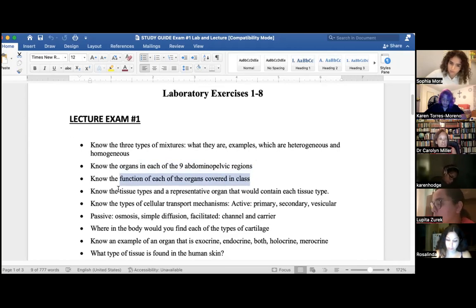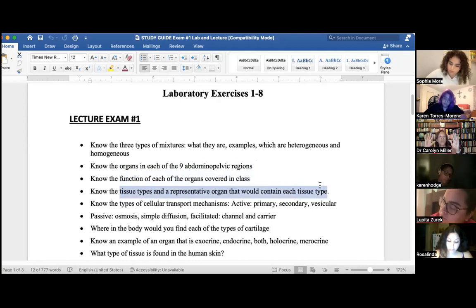Know the tissue types and a representative organ that will contain each tissue type. The way I will teach you that tomorrow is that we have 4 types of tissue: epithelial, connective, muscle, and nerve. Of those 4 tissue types, there are 8 types of epithelial, and we'll go through those. And one of my short answer questions could be, name the 8 types of epithelial tissue.